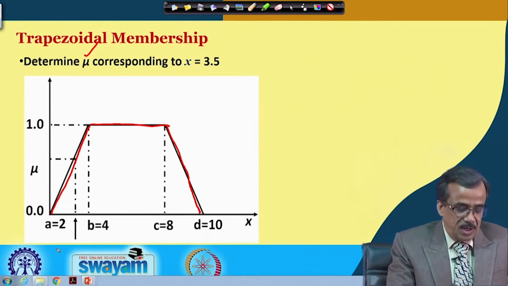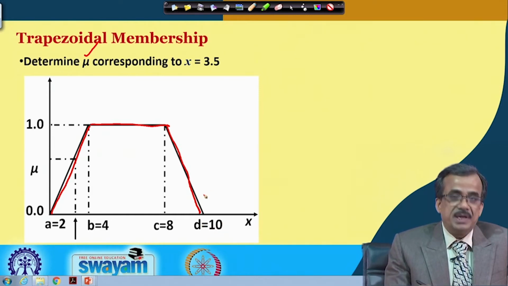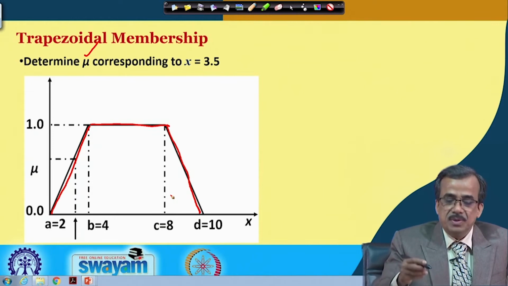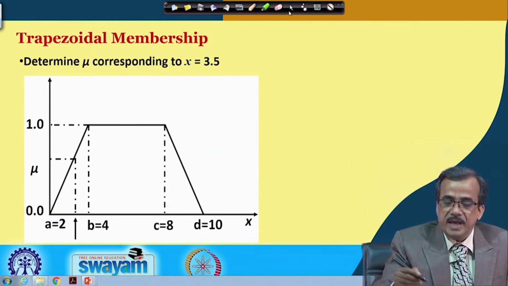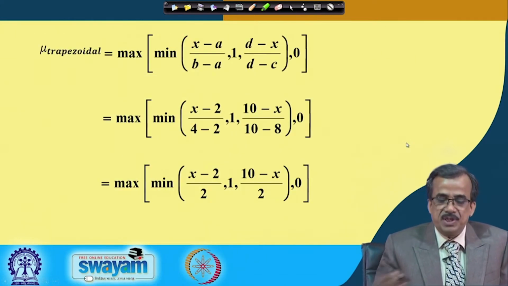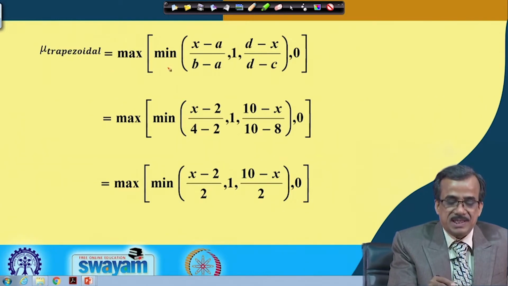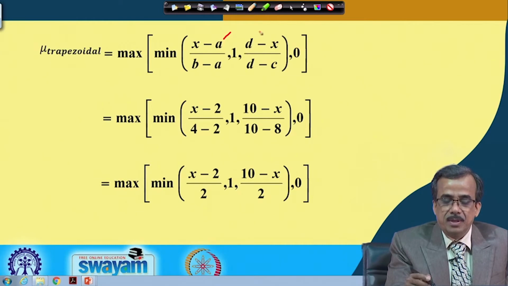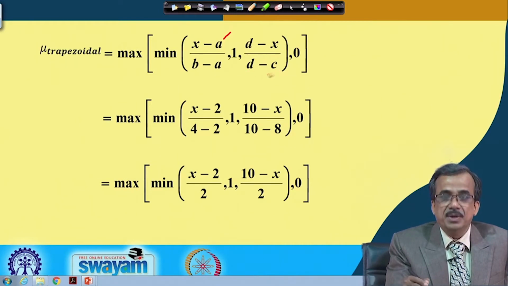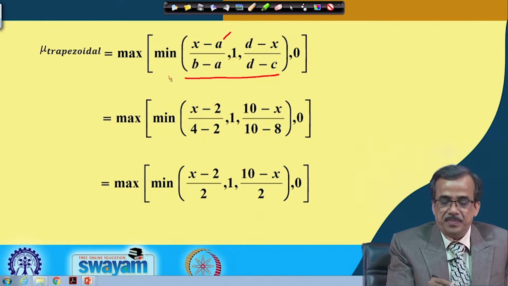Now, using this information of A, B, C and D, mathematically you can express this mu trapezoidal, and that expression will become something like this. So, mu trapezoidal is the maximum between 0 and the minimum among (x minus a) divided by (b minus a), comma 1, comma (d minus x) divided by (d minus c). So, we will have to find the minimum among these 3 and then compare with 0 and find the maximum.